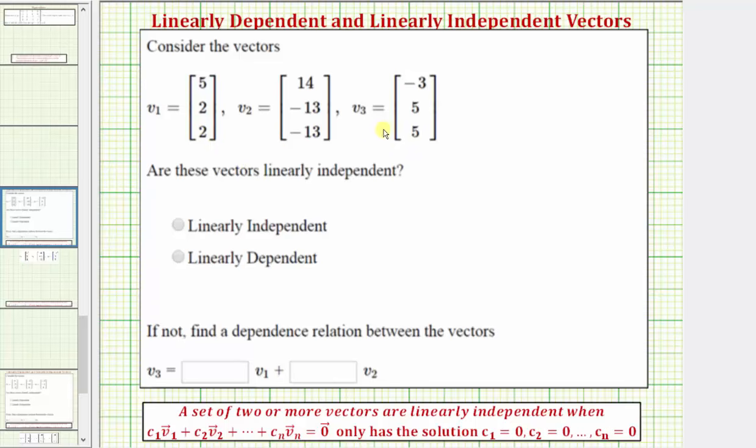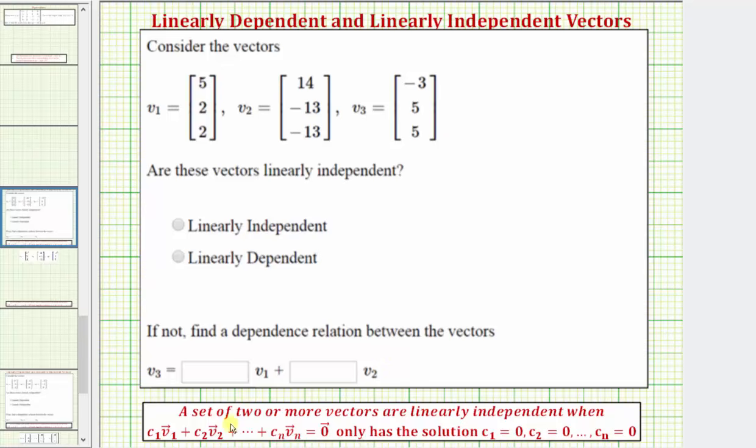In this example, we're given three vectors, v sub 1, v sub 2, and v sub 3. We want to determine if they are linearly independent or linearly dependent. If they are dependent, we want to find a dependence relation between the vectors to express vector v sub 3 as a linear combination of v sub 1 and v sub 2.